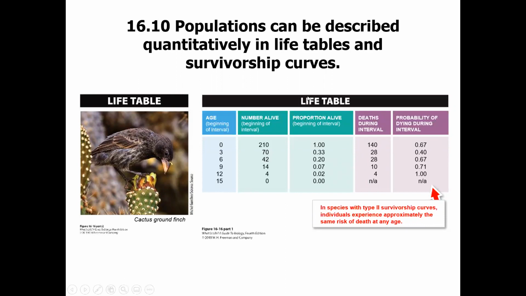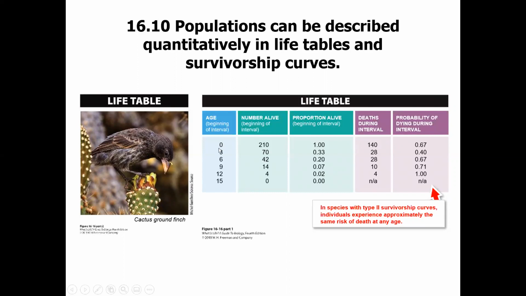So in this life table we have right here, we have a couple of different columns to point out. We have age, so these are the different age intervals we're looking at. The number of individuals alive, so how many organisms are still there. The proportion alive at the beginning of the interval. So this is a number between 0 and 1, 0 being that none of the individuals are alive, 1 being that all of the individuals are alive. Deaths during the interval, so how many individuals actually die from one age to another. And then the probability of dying during that interval. So how likely are you to not make it?